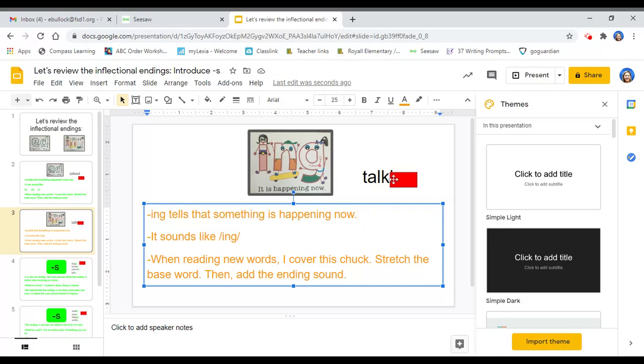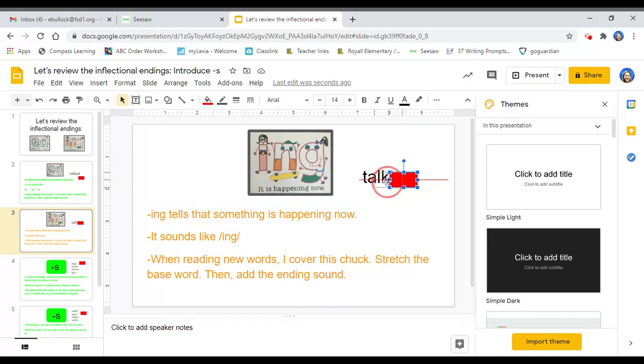So I'm going to stretch this word again. I bet you can do it with me this time. T, all, k, talk. Now I'm going to go back and add on my ending sound. Talking. She is talking to me. Okay, I would reread it in my sentence, make sure it sounds right, and I would keep going on in my story.